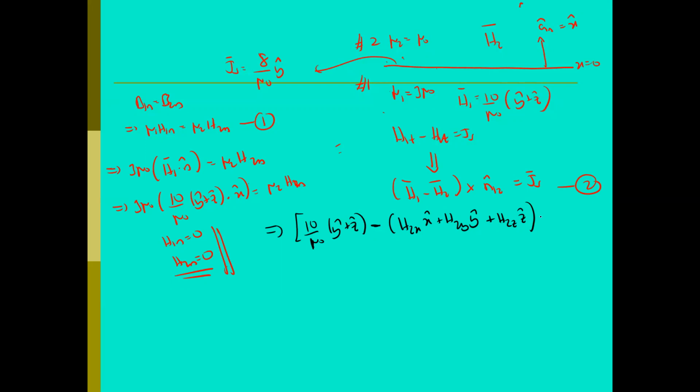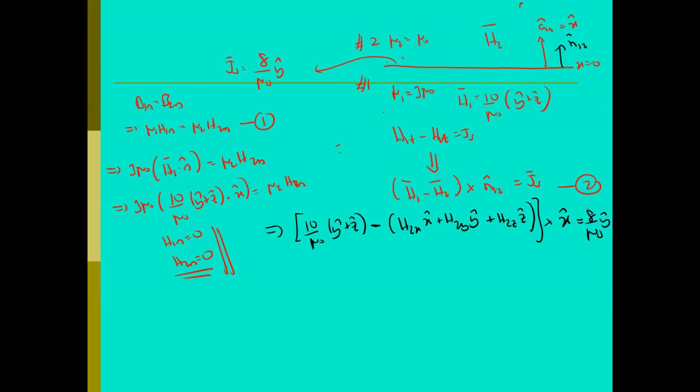Okay, and we need to cross product with n12, which is the normal unit vector from 1 to 2. From this diagram, we know that the normal unit vector must be directed from medium 1 to medium 2, so the unit vector should be in this direction, which is n12, similar to an. So that should be the x unit vector, and that should then equal Js, which is 8 over mu naught in the y direction.